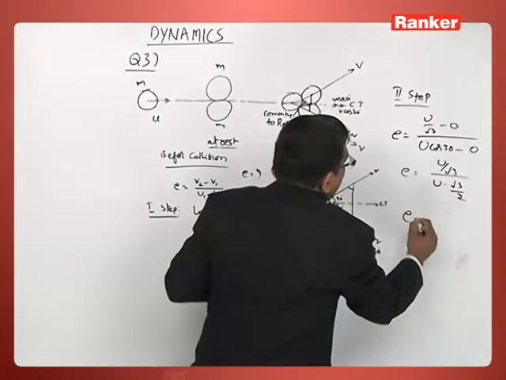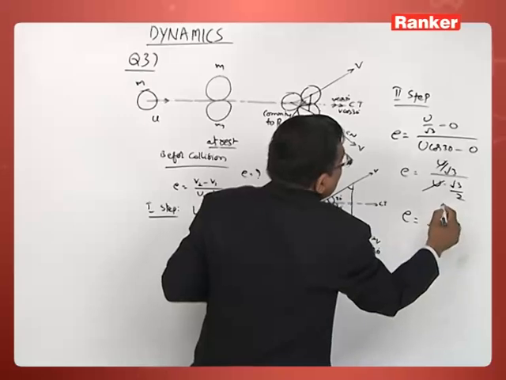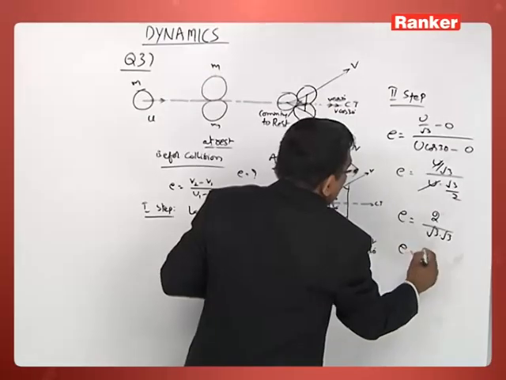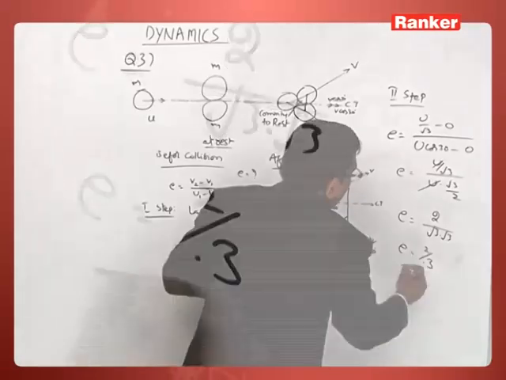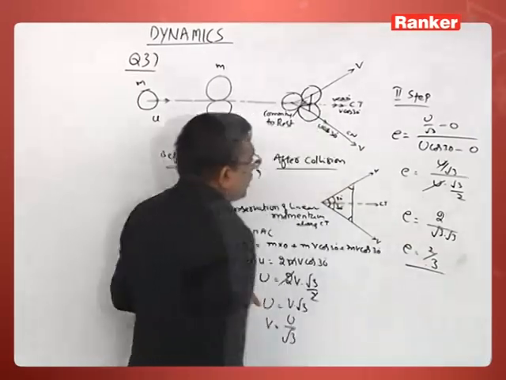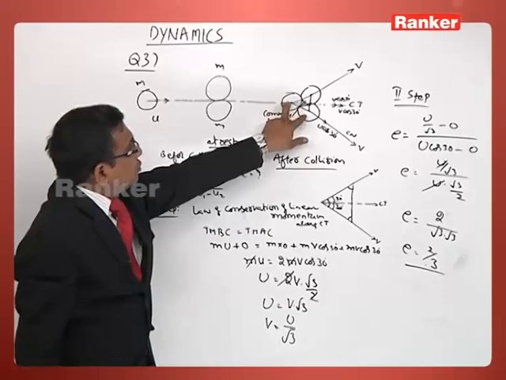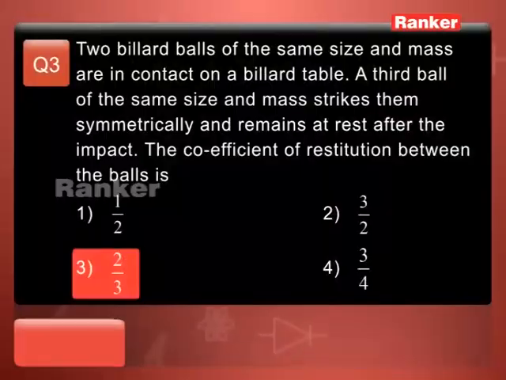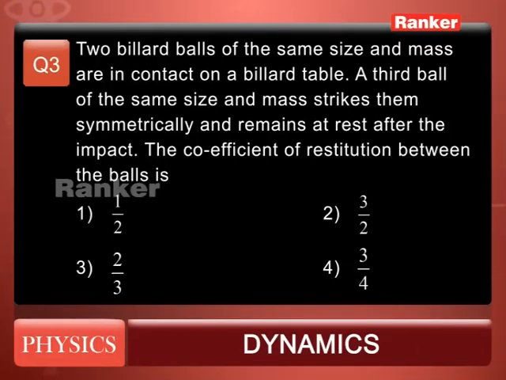Therefore, we have u by root 3 divided by u cos 30, which is root 3 by 2. You simplify, u and u get cancelled. Therefore, you will get 2 by root 3 into root 3, so E is 2 by 3. So the coefficient of restitution between these two balls will be 2 by 3. So the option is 3. 3 is the correct answer.